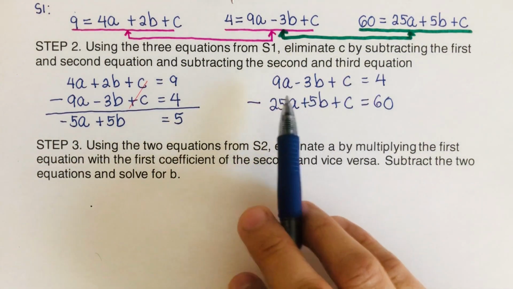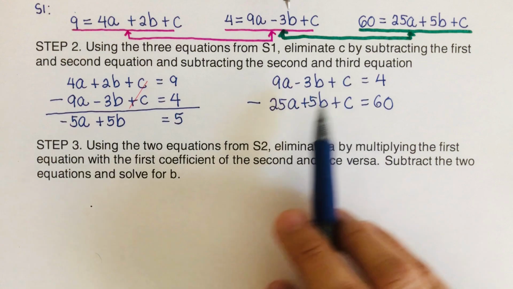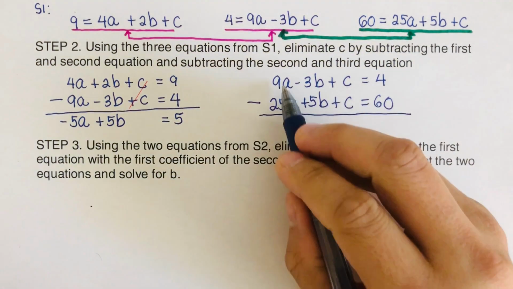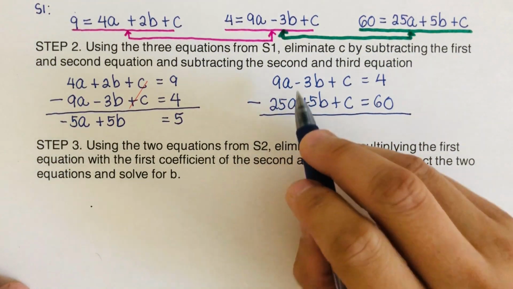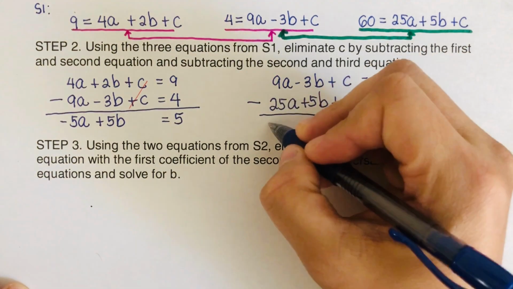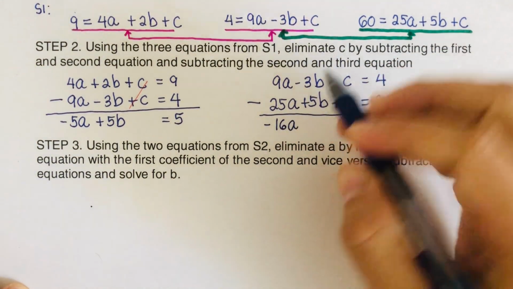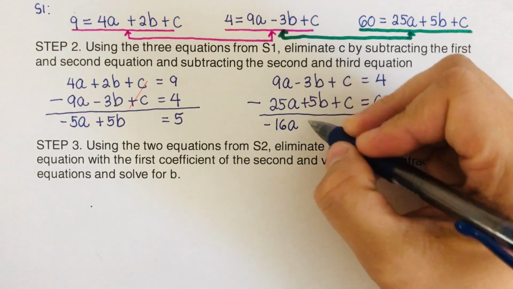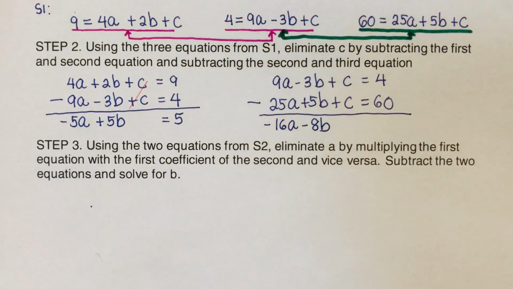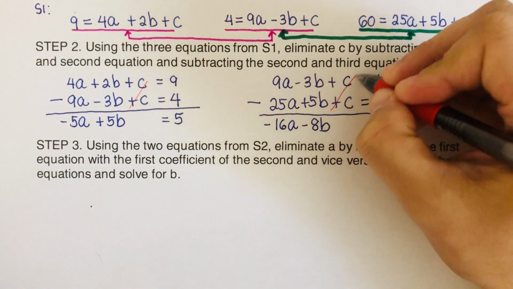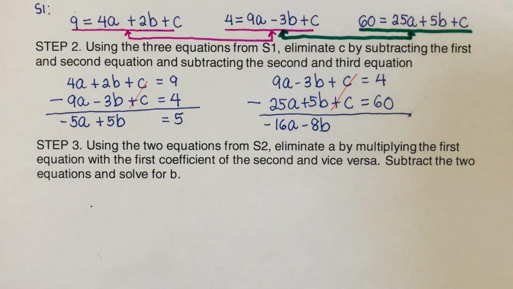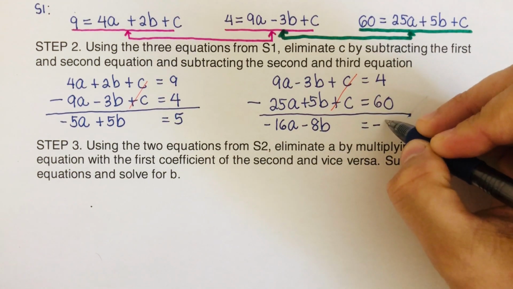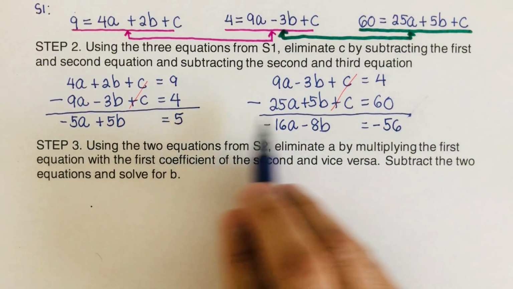So it's the second and the third equation now. The second equation minus the third equation. From here, we can go ahead and subtract these two. 9a minus 25a is negative 16a. Negative 3b minus 5b is a negative 8b. And then c minus c is 0, so we can cross this out. We eliminated the c. And then 4 minus 60 is equal to negative 56. So these are the two equations from step 2.